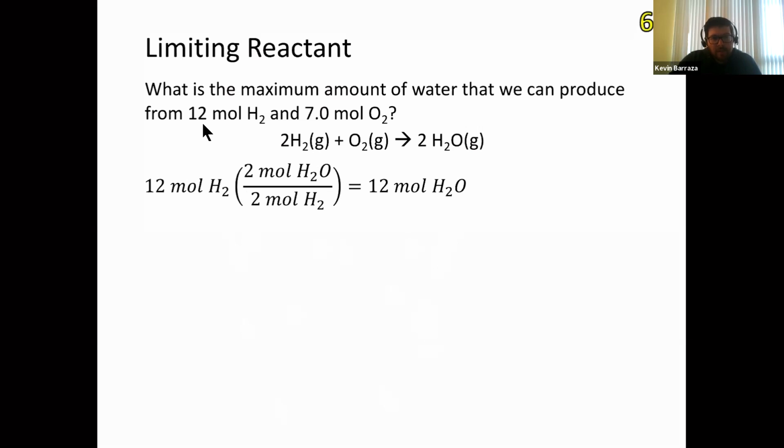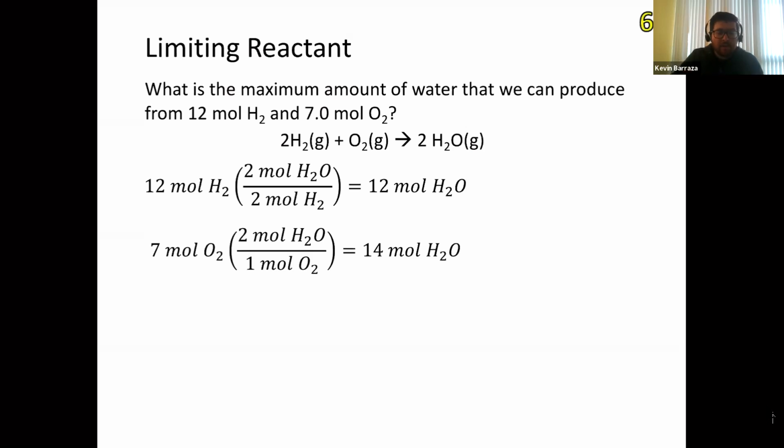So that's what you're seeing here. I'm taking the amount of hydrogen I'm given in moles, and then I'm using the recipe. For every 2 moles of hydrogen, I make 2 moles of water. Then I do the same thing with my oxygen. I start with the amount I was given. And then I say, well, the recipe calls for 1 mole of oxygen makes 2 moles of water. And so I get 2 answers. The amount of hydrogen I have can make 12 moles of water. The amount of oxygen I have can make 14 moles of water.